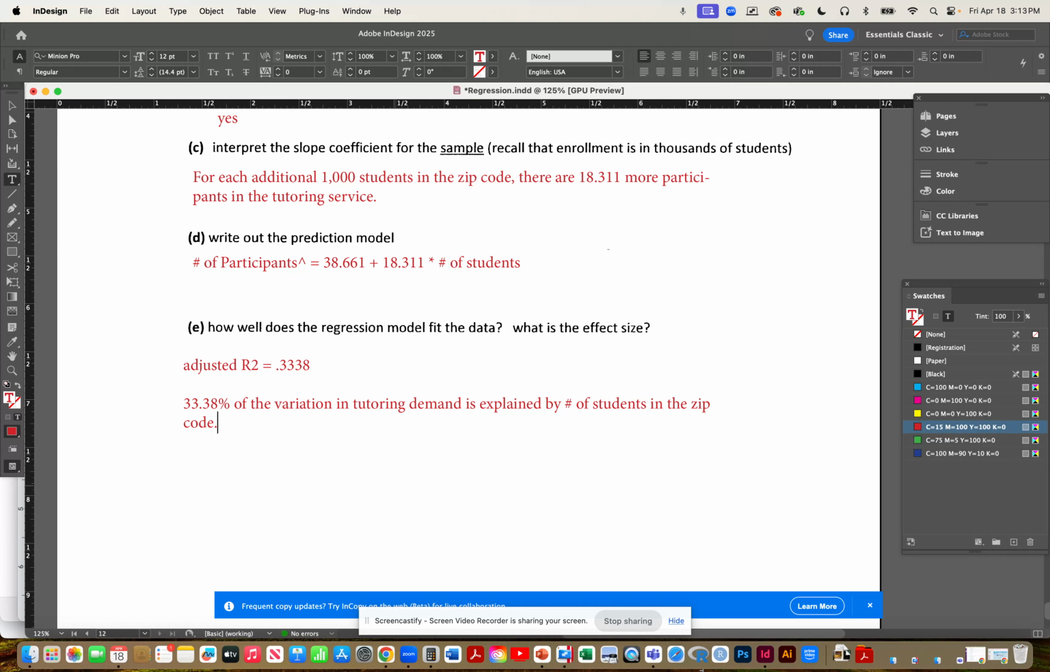All right, that's it. That's what I got for simple regression. Your next step is to go to Canvas and see what your next step is as far as the activity to complete for submission.